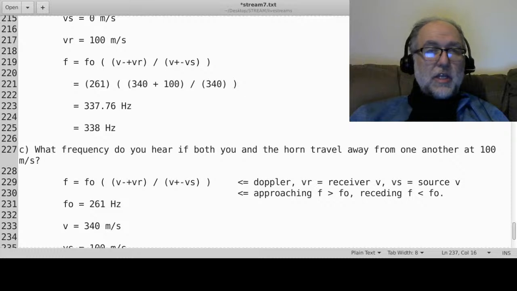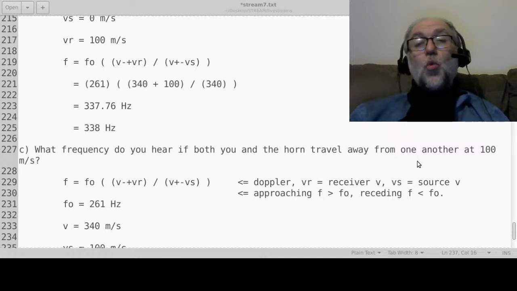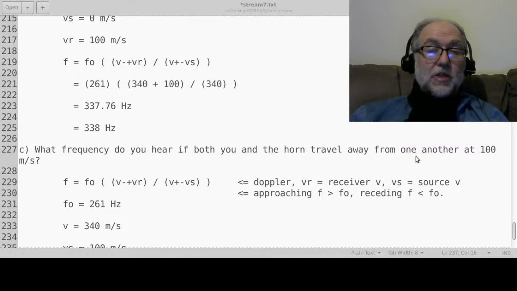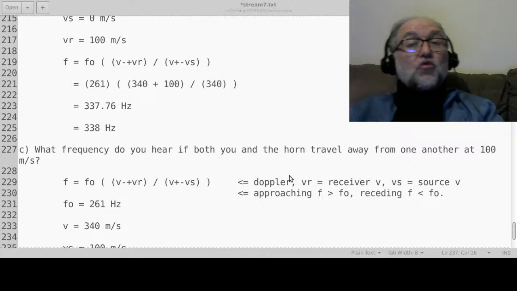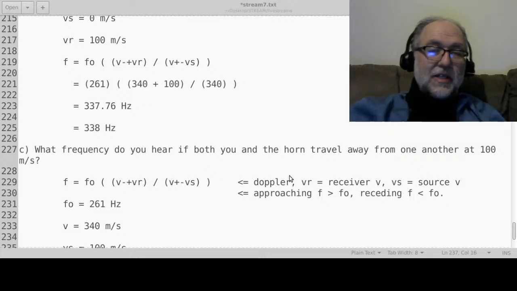Okay, let me read the question again just so we can see why. What frequency do you hear if both you and the horn travel away? I apologize. I read the question wrong. I'm glad I reread it. You're both traveling away. Okay, so I put a little twist to this one.